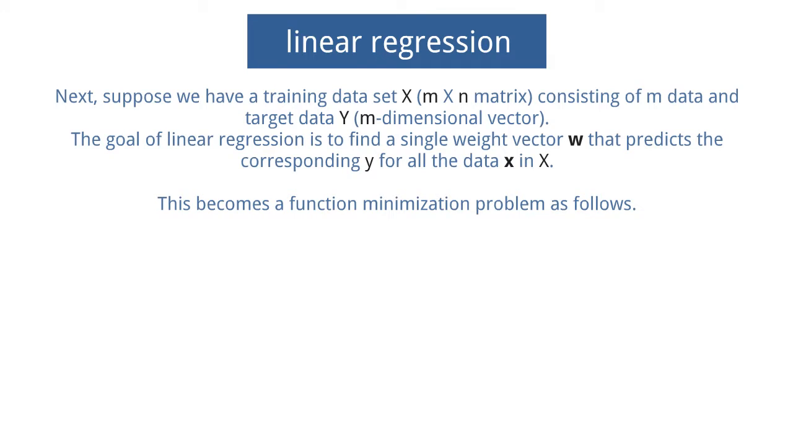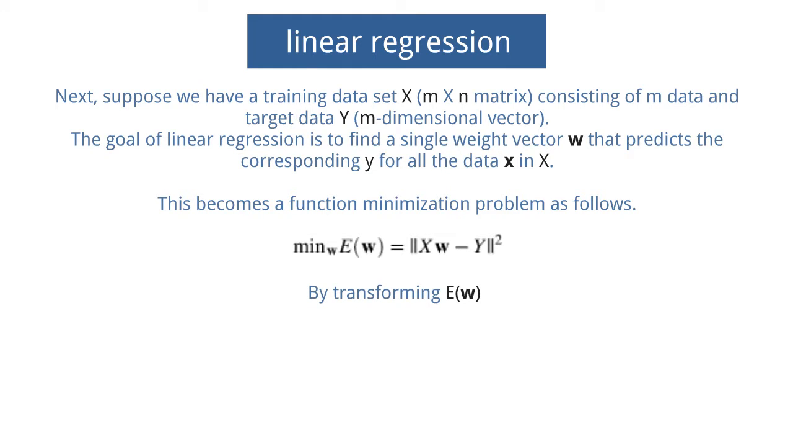Next, suppose we have a training data set X, an M times N matrix, consisting of M data, and target data Y, an M-dimensional vector. The goal of linear regression is to find a single weight vector w that predicts the corresponding y for all the data x in X. This becomes a function minimization problem as follows.